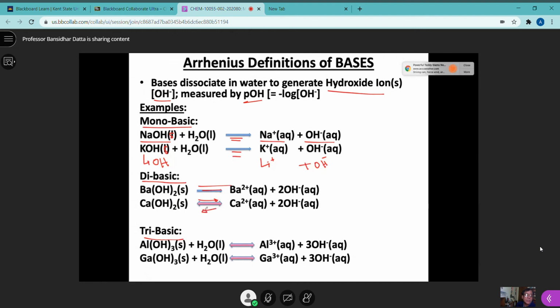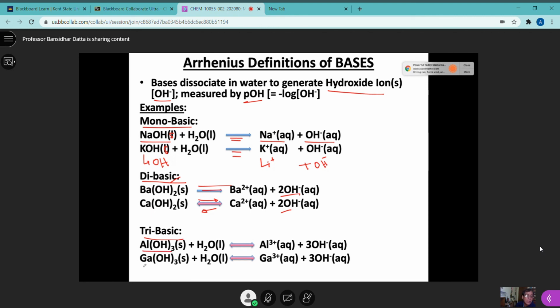The group 2 elements, strontium hydroxide, magnesium hydroxide, they all dissociate partially. And you can get barium 2 plus, calcium 2 plus, magnesium 2 plus, strontium 2 plus, and 2 OH minus, in all cases 2. So they are generating 1 molecule of base, generating 2 molecules of OH minus, right? That's called diprotic. Same thing, triprotic, generating 3, and that's group 3 elements.